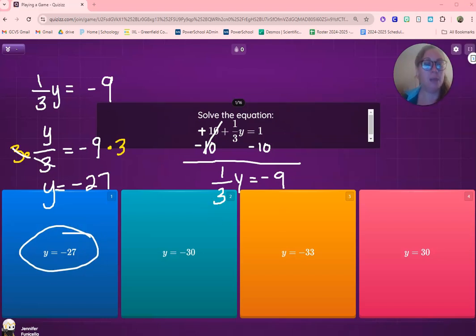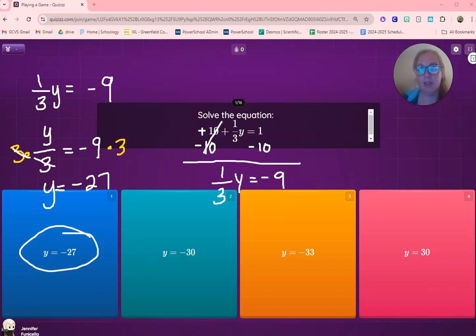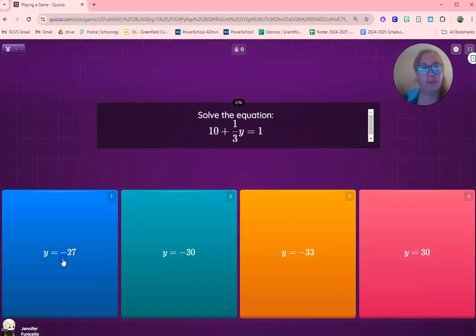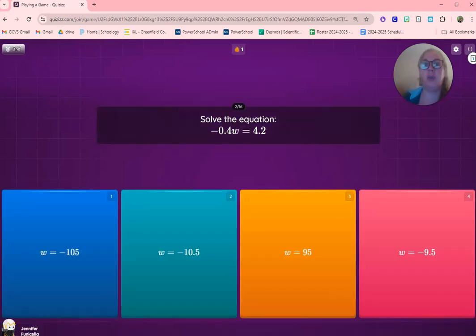So go ahead and plug that in, and we'll look at the next one together. There are 16 questions, I believe, in this altogether, so we'll see how far we get.